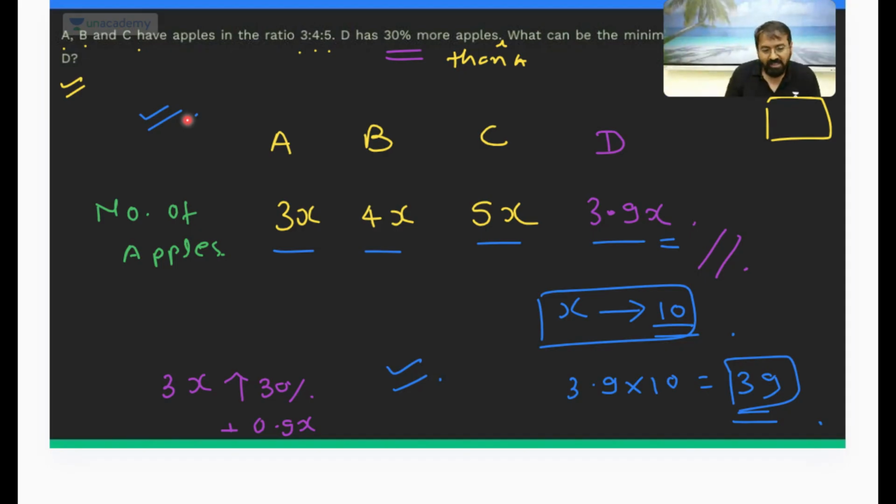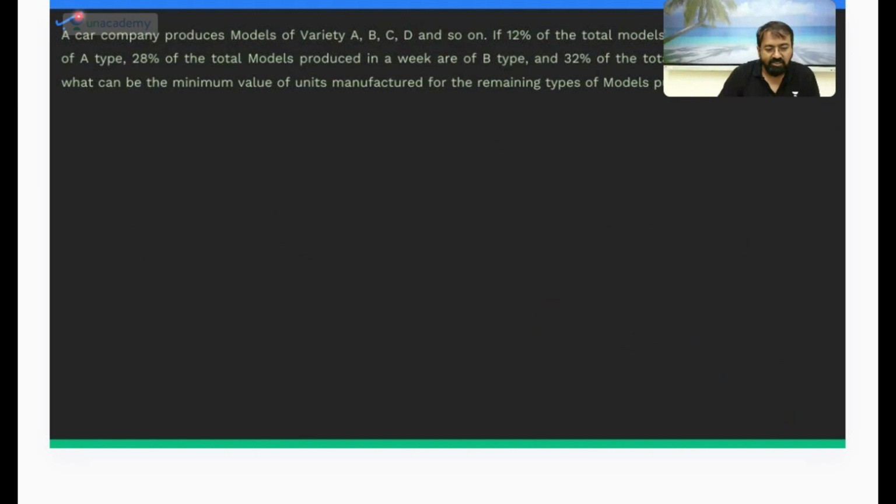Okay, chalo. Let's take up one more situation. Guys, look at this data. Please look at this data first. A car company produces models of variety A, B, C, D, and so on. Matlab, there are multiple models. It can be 10 models, it can be 15 models, we don't know, right?